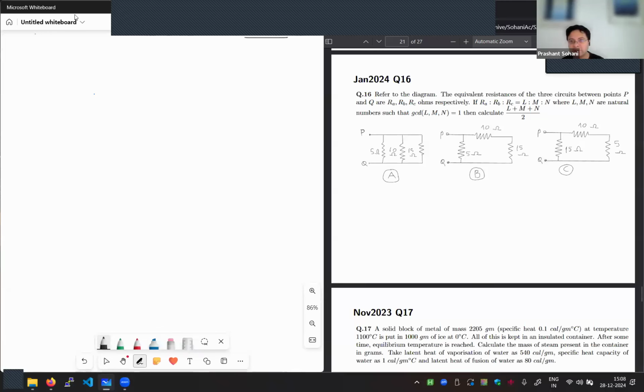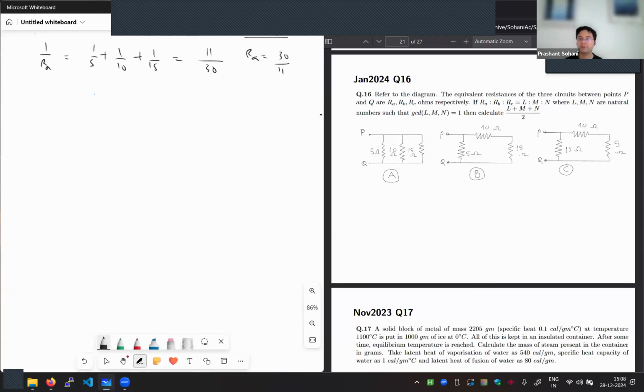Okay, so I think question 16 is relatively easy because here just three circuits are given, and in every case you just have to apply the series parallel concepts, and that should be sufficient to solve this question, right? So look at the first circuit, for example, we just have three parallel resistances. So I can just write 1 upon Ra, the equivalent is 1 upon 5 plus 1 upon 10 plus 1 upon 15. So that is 11 upon 30. So therefore, Ra is 30 upon 11 ohms.